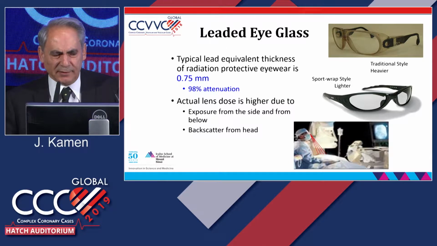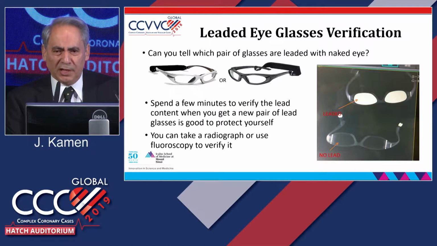Lead eyeglasses, as I said, usually have around 0.75 millimeter of lead, a 98% reduction, and they look very similar in the market. Some of them have lead, some of them don't. But this one is $15, this one is $200. So if you see something that is too cheap, check it. How do you check it? You put it under the fluoro, and you will see this one has lead, this one doesn't have lead.